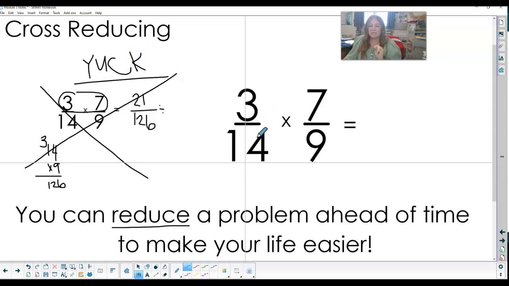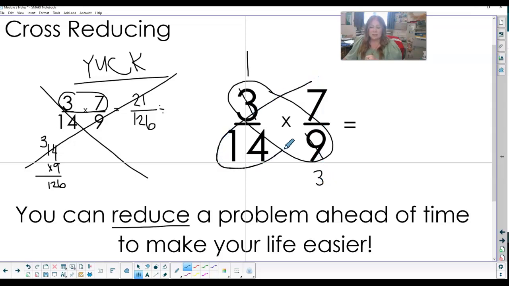Let's look at this now. We have 3/14 times 7/9. Once it's in a multiplication problem, we can use this strategy. I'm going to crisscross here, 3 and 9, and think of what 3 and 9 can both be divided by. 3 is a factor of both of them. 3 can go into 3 and 9. 3 divided by 3 is 1. 9 divided by 3 is 3.